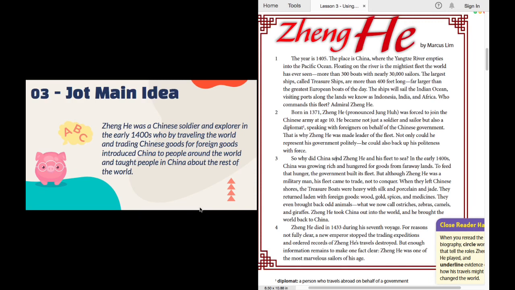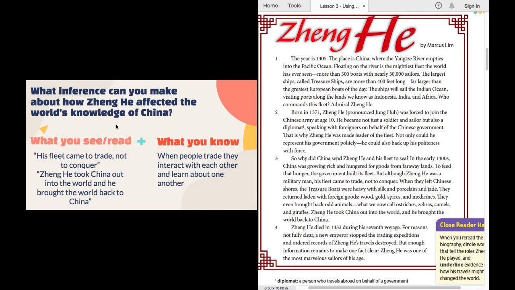All right, our focus is not the main idea today, though. We're focusing on inferencing. So we are going to take a look at this question.